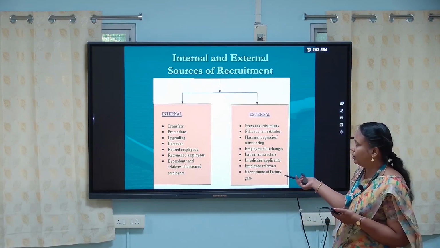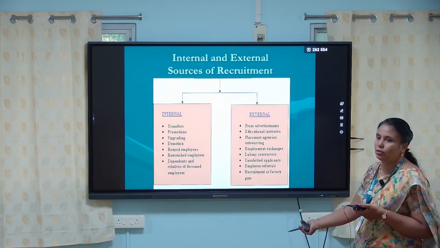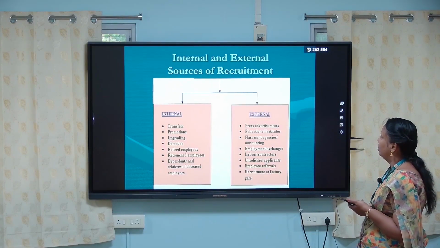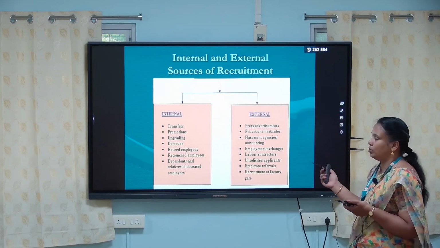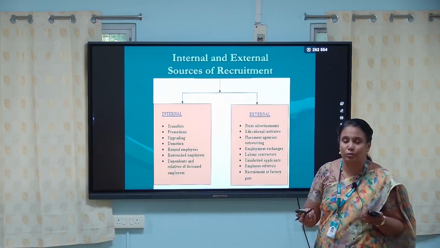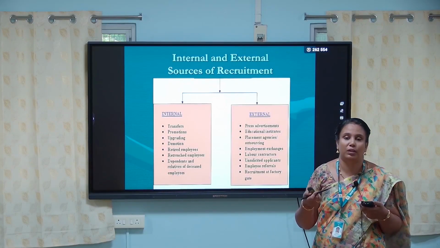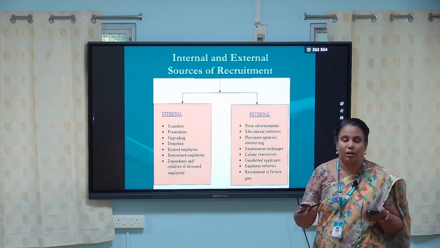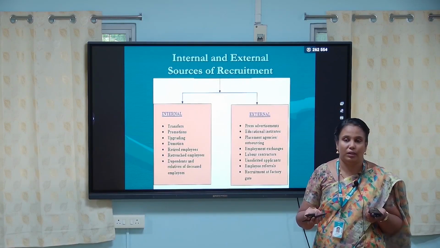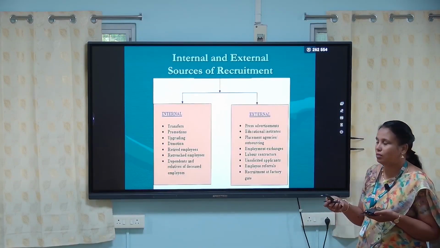That is the last one of the internal sources. So these are the internal sources of recruitment. Moving to the external sources of recruitment, the first one is press advertisement. As you all know, if vacancies arise, they go through external sources like press advertisements, giving advertisements in various media through newspapers, magazines. Giving advertisements and recruiting people to the organization is one of the external sources.